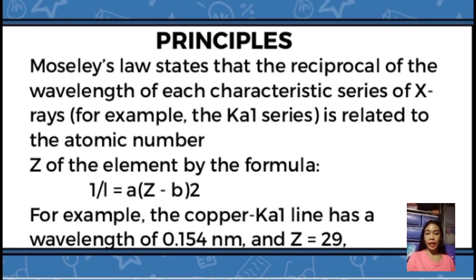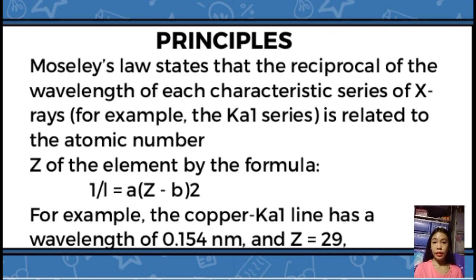Next is Moseley's Law. The research highlights Moseley's Law, which correlates the reciprocal of the wavelength of characteristic X-ray series to the atomic number Z of an element, represented by the formula. Example calculations show that for copper, Z is equal to 29 with a Kα1 line wavelength of 0.154, and for nickel, Z is equal to 28 with a wavelength of 0.166, consistent with the derived relationship.